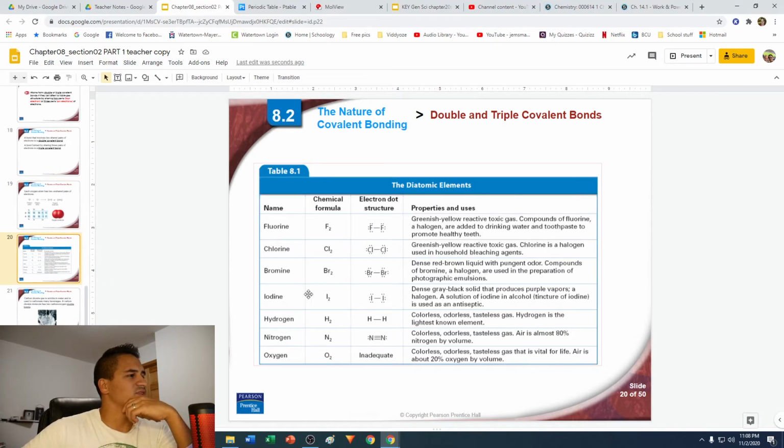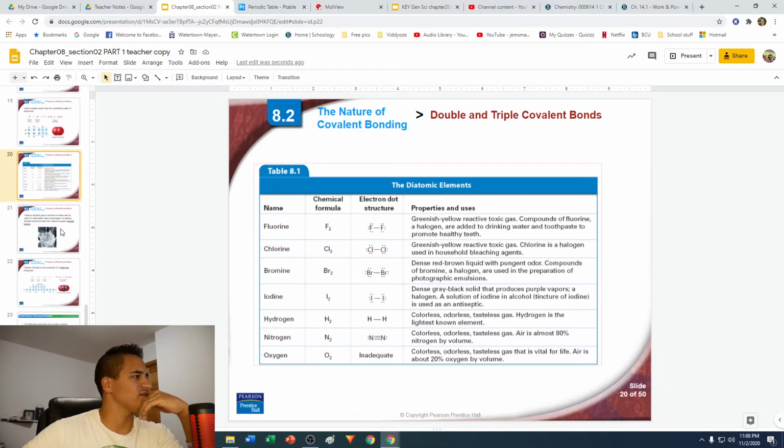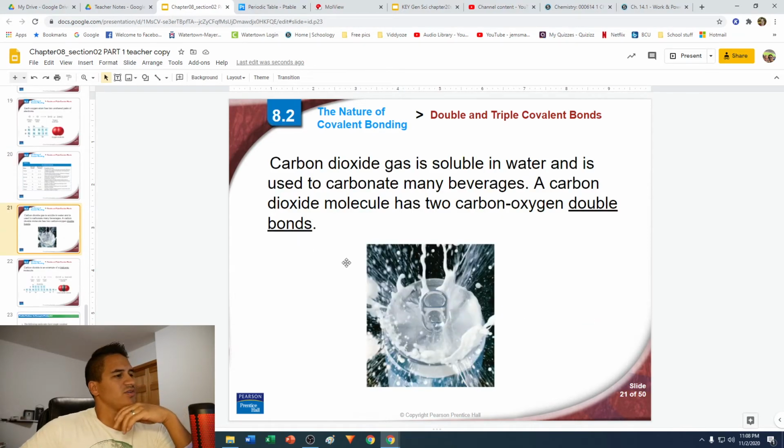All right, so this here has a chart of just some different molecules and their structural formulas, so just some good examples to look at. We're going to skip past this though. All right, so carbon dioxide is a gas that is soluble in water, used to carbonate many beverages. Carbon dioxide is a molecule that has 2 carbon-oxygen double bonds.